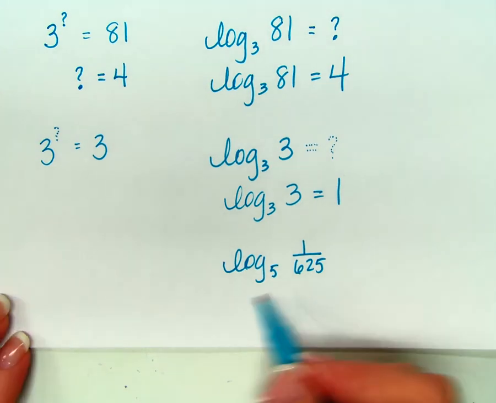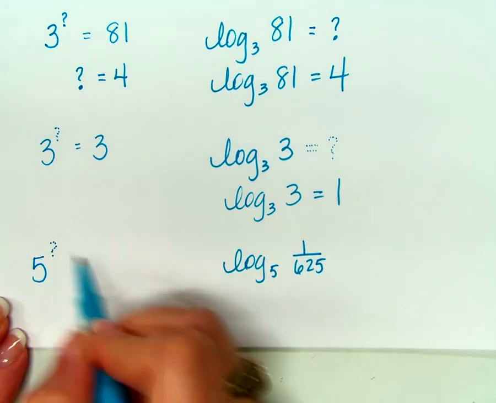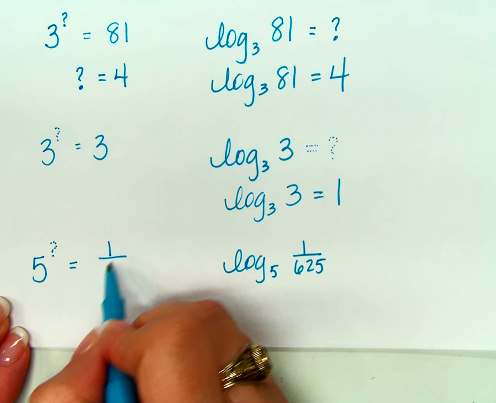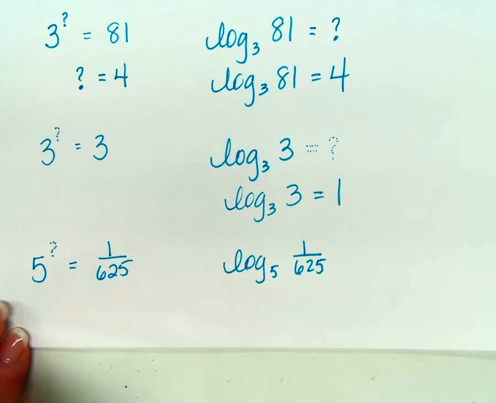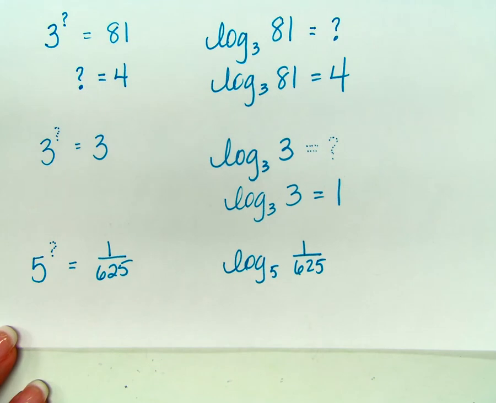Okay? So I'm going to come over here and I'm going to say 5 to our pretend question mark equals 1 over 625. Do you know what power 5 to what power equals just 625? 4, right? 5 to the 4th power equals 625. How in the world would I make that go to the denominator of the fraction? Negative 4. Do you remember that when we talked about negative exponents?